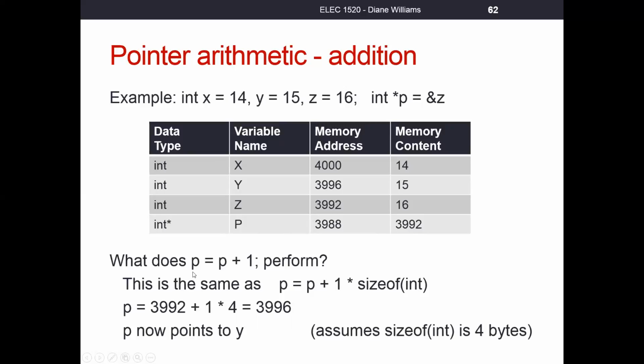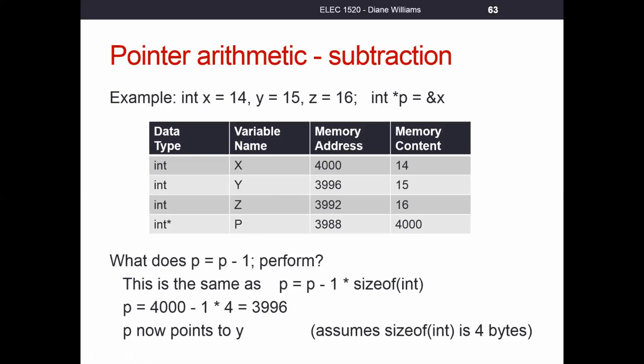So now if we say P equals P plus 1, that's the same as assigning to P, P plus 1 times the size of an int. An int is 4 bytes, so the math here is what's stored now in P is 3992, that's where this comes from, plus 1 times 4. So assuming the size of an int is 4 bytes, that equals 3996. So P now will point to Y simply by performing this math.